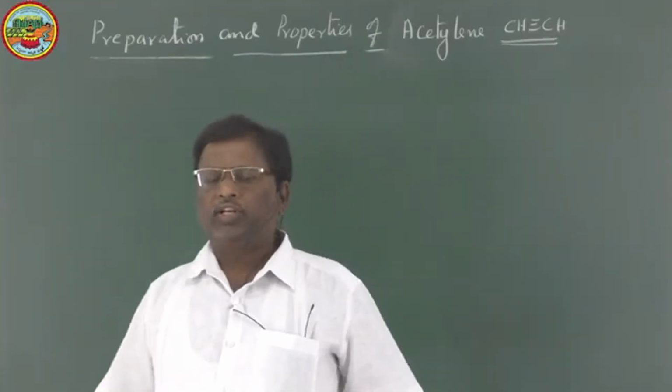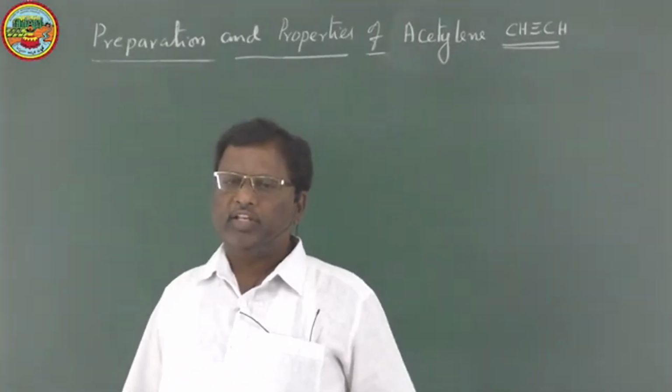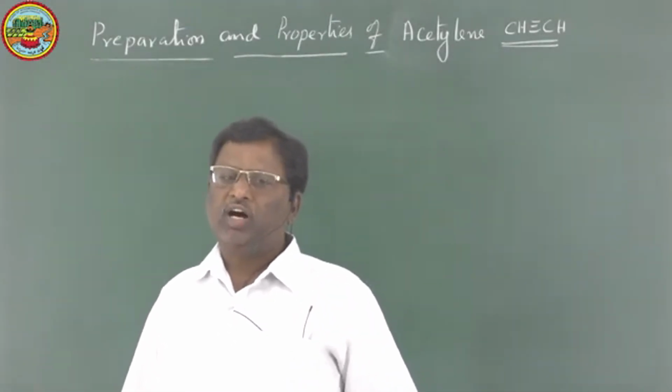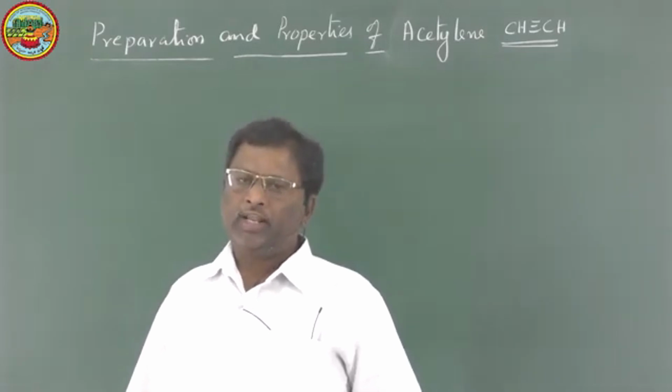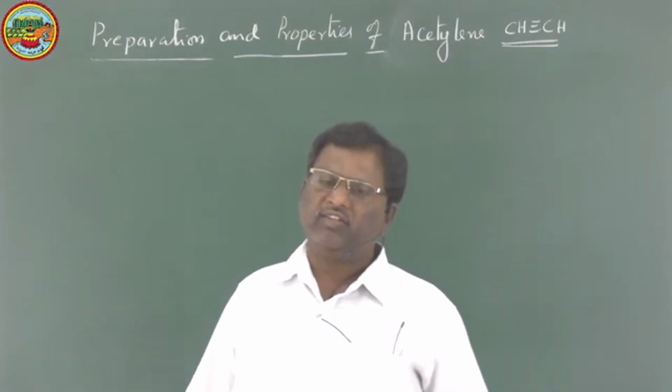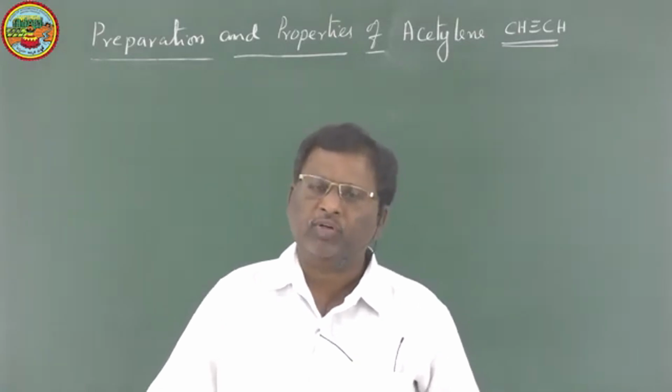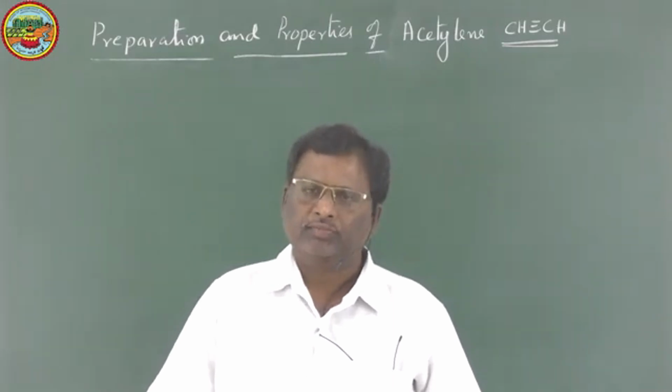Preparation and properties of acetylene. Acetylene is the first member of alkynes. Alkynes are the compounds in which carbon is involved in sp hybridization. In these compounds, a triple bond is present between two carbon atoms.